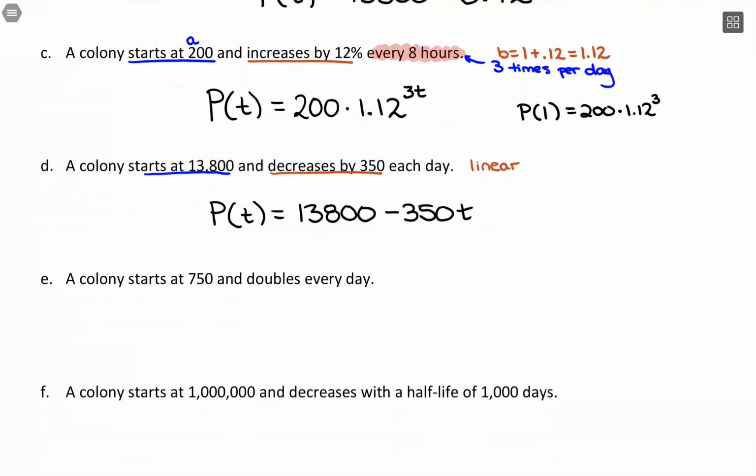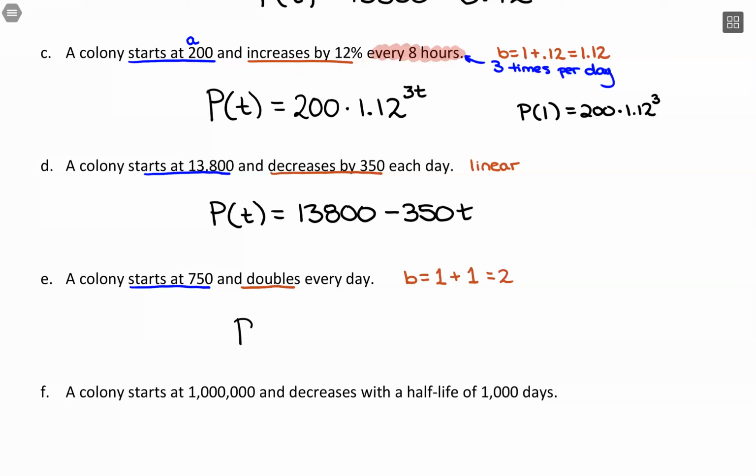All right, our next one, we're starting at 750 and then doubles every day. Now this is similar to the example that we looked at in the last video. We looked at doubling, and what that came down to is our value for b ended up being 2. We want to break that down a little bit more. It's the idea that we're taking 100% plus another 100%. So it's like we're keeping what we have already and then adding it onto itself. So we're adding another 100%. So that's where this value of 2 is coming from, if you wanted to think of it in terms of that broken down 1 plus r scenario.